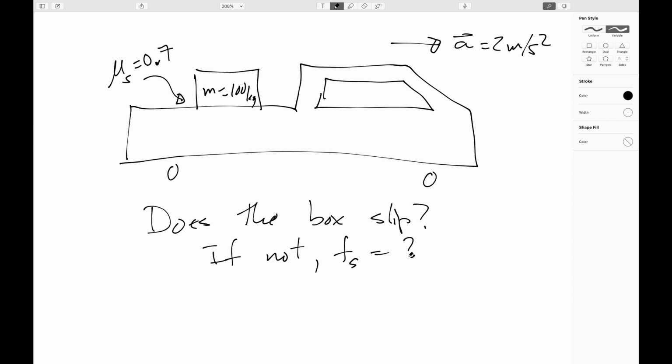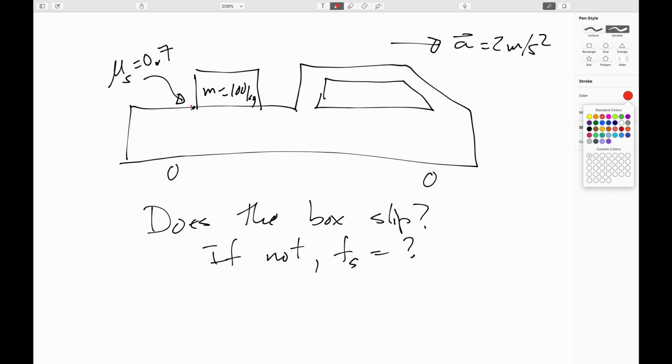Okay. So we're going to have to take a two-prong approach here. First thing you're going to have to do is just assume that the box doesn't slip and solve for what the force of static friction would be required to keep it from slipping. You'll then have to calculate Fs max and compare the two to see if the box actually slips or not. And that's about the only way I know how to do it, is you just kind of have to trial and error it a bit.